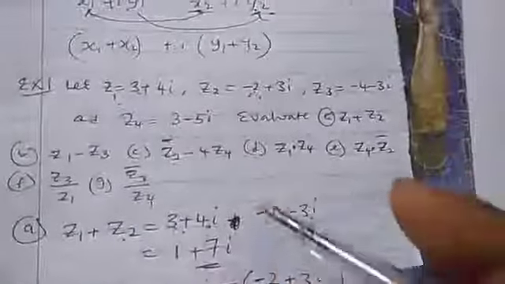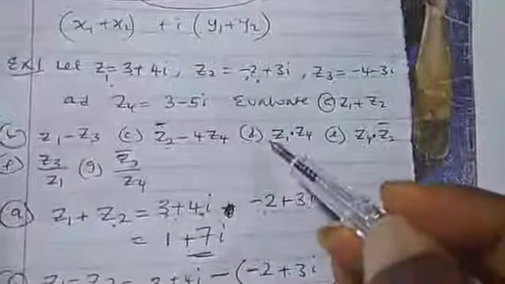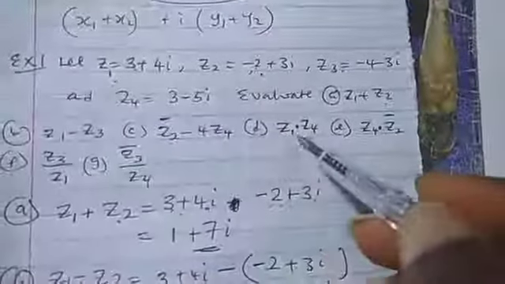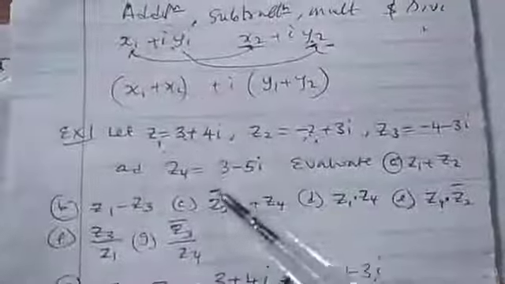That is for C. Now for D, D is talking about multiplication, z1 times z4. So z1 times z4, that's what we are dealing with. Our z1 is 3 plus 4i, times z4. Our z4 is 3 minus 5i from what I have given before. Now this is it, z1 and z4.